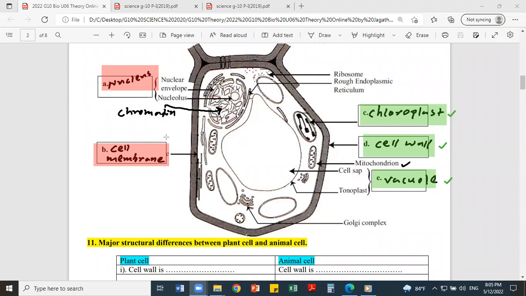And this is a typical cell. Why is it a typical cell? It is a constructed, prepared one by us, including all the organelles in it. Right. Then next, we'll complete this table, the comparison between the plant cell and animal cell.